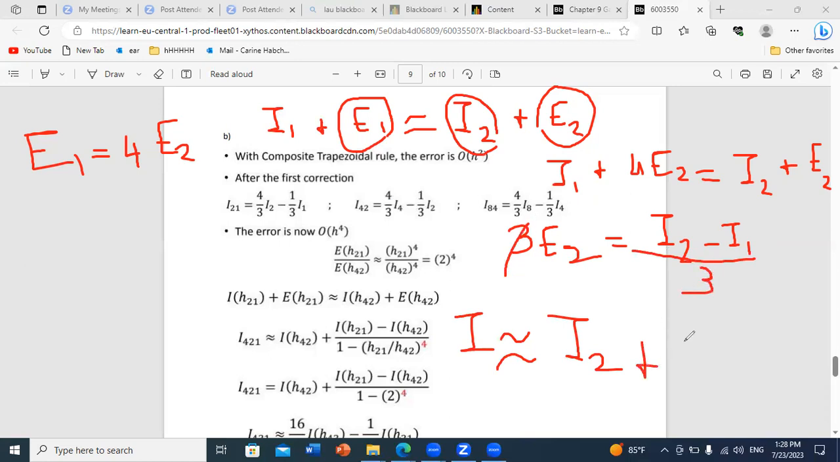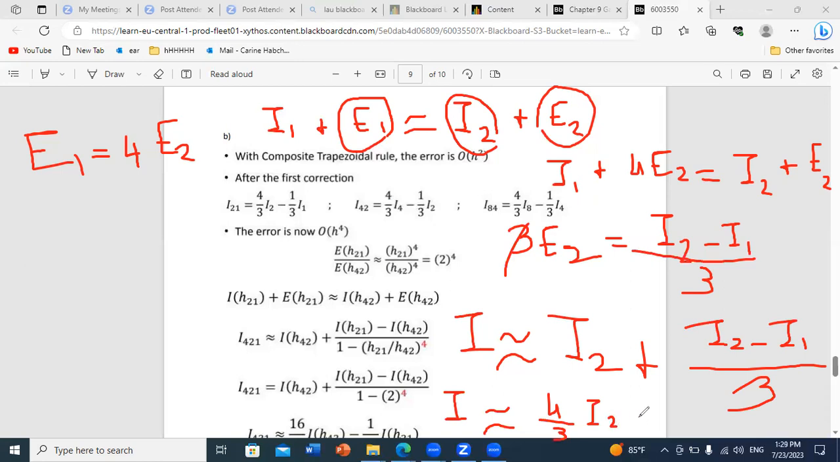So plus I2 minus I1 over 3. Okay, and now you can get what I is when you do the first Richardson extrapolation, the first correction. You get that I is approximately I2 plus 1 over 3 I2, so 4 over 3 I2, minus 1 over 3 I1. Okay.